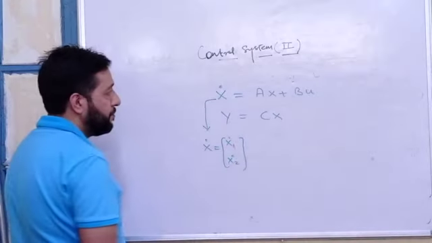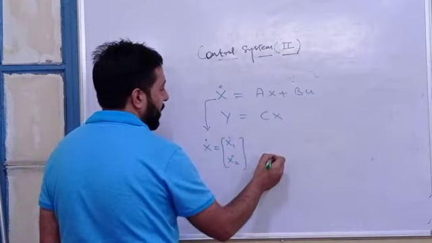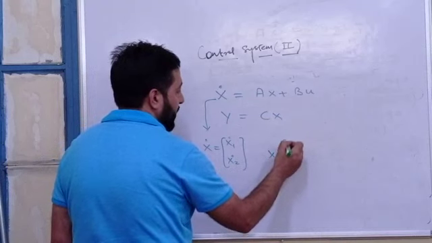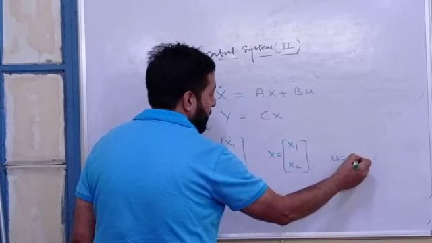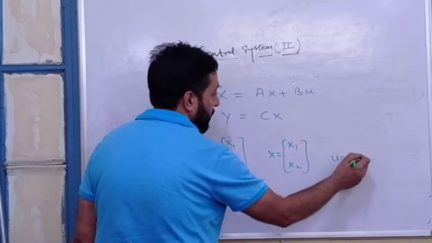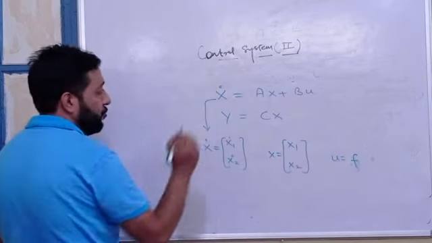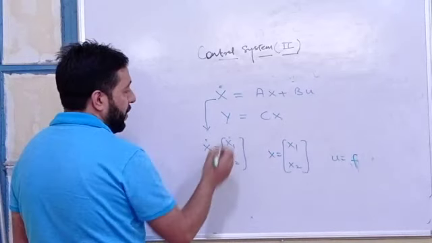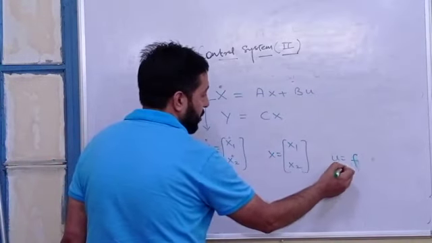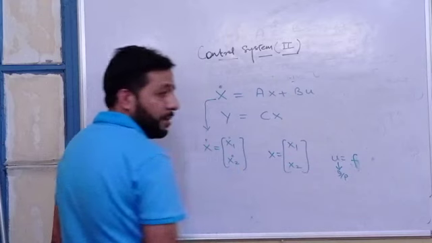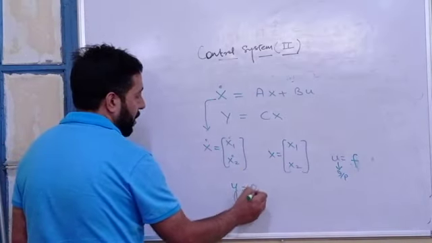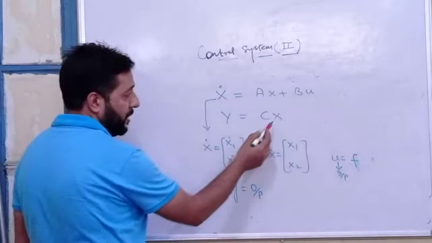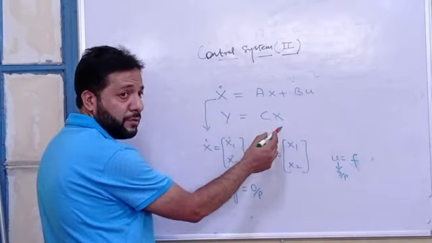In the previous case, x is x1 and x2, right? u is 1/f, sorry, f, right? y is the output, y is the output, right, u is the input, y is the output. This x is again x1 cross x2.